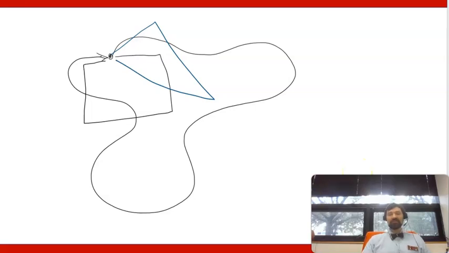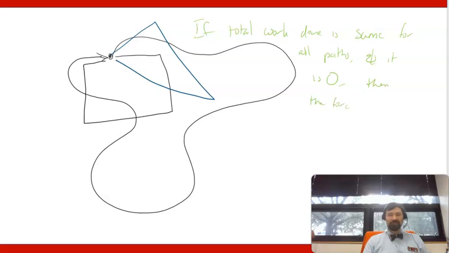So notice that I've drawn 3 different paths. If total work done for all 3 paths and any other possible path is the same for all paths, and specifically it is 0, then the force is conservative. So if I start and end in the same place and I have the same 0 net work done, then it's a conservative force. If I start and end in the same place and I don't have the same amount of work being done, it's a non-conservative force.